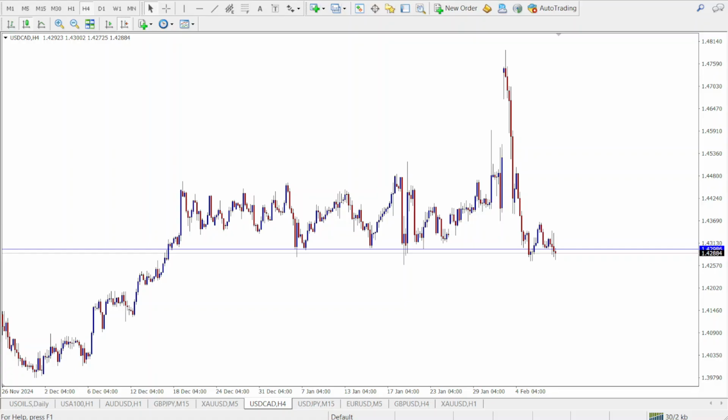All right, let us just quickly get started. Now, one of the biggest mistakes traders make is relying on only one time frame to make decisions. The problem is, every chart tells a different story.